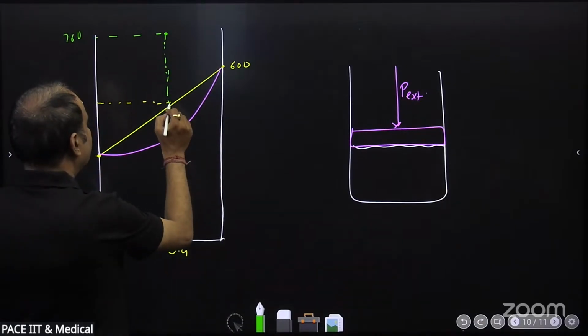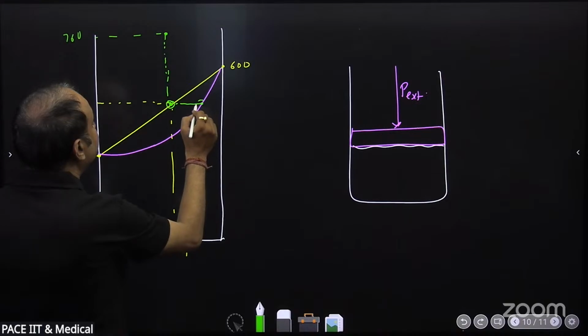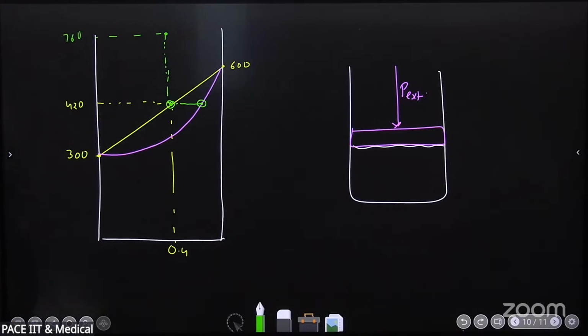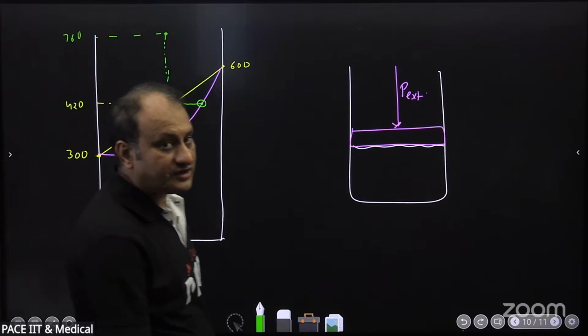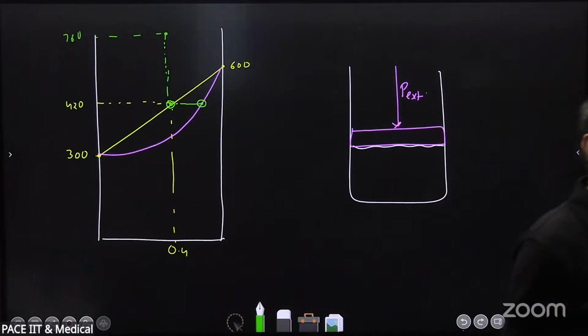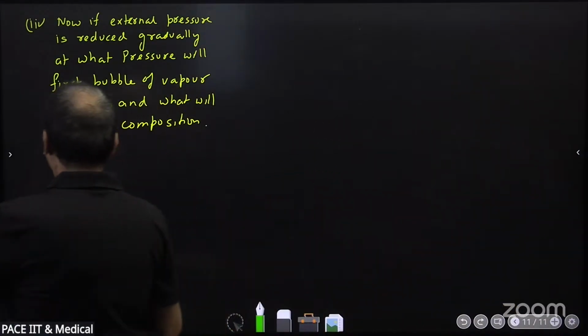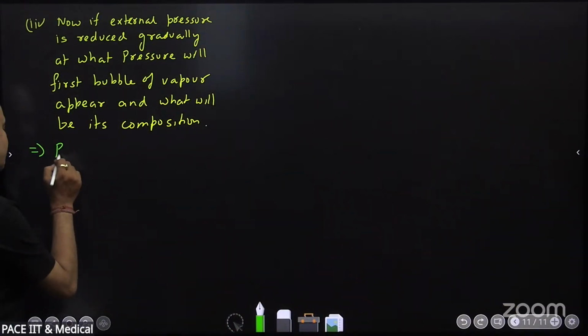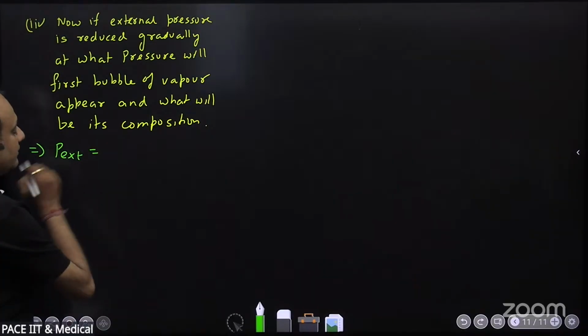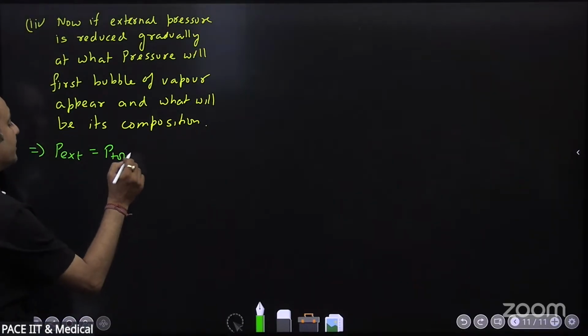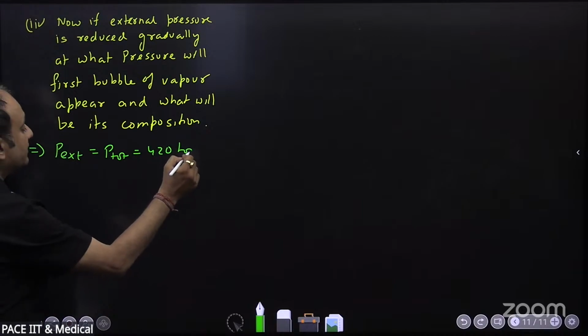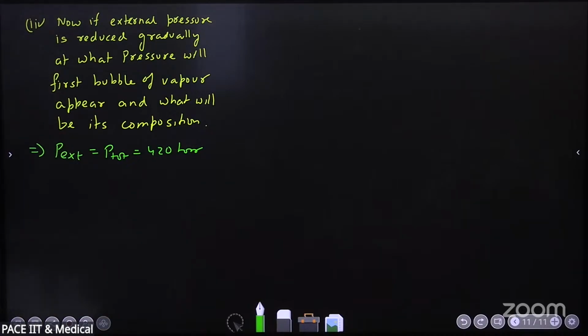So for the first bubble of vapor, when we come down here and reach this point, it can exist in equilibrium with its vapor. Okay? So the first bubble of vapor will appear when we bring down external pressure to 420 torr. Correct? So our answer here: when will the first bubble of vapor appear? When external pressure becomes equal to the total pressure of the solution, that is 420 torr.